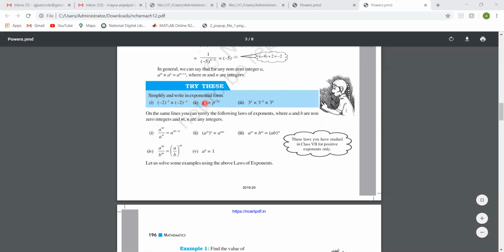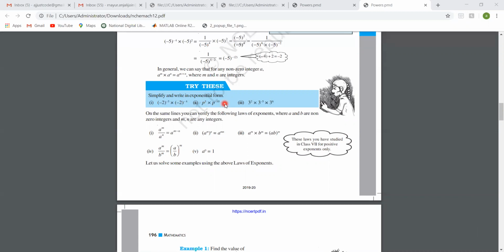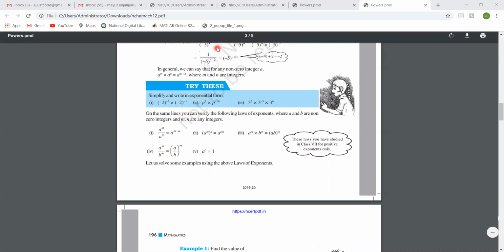Now see here, this is one question: p raised to the power 3 into p raised to the power minus 10. Very easy, beta. See, p is the base and it is the same, so you add the powers: 3 plus minus 10. What answer will come? p raised to the power minus 7. Yes.